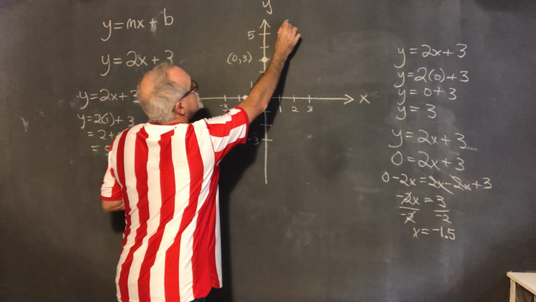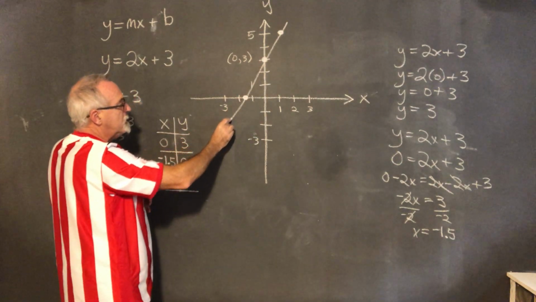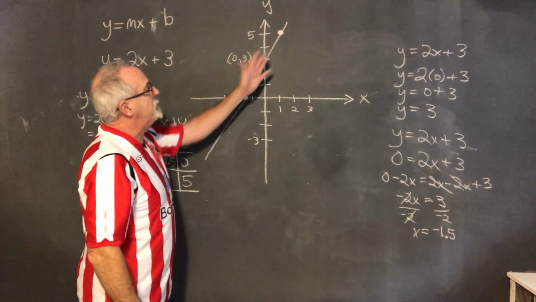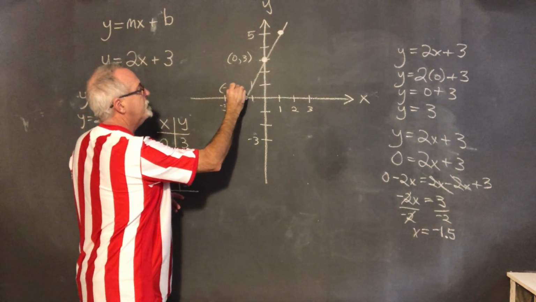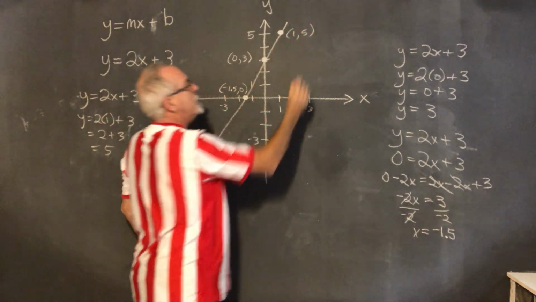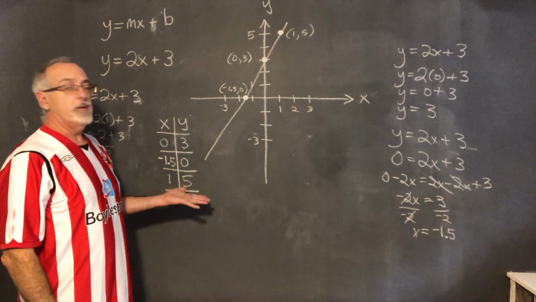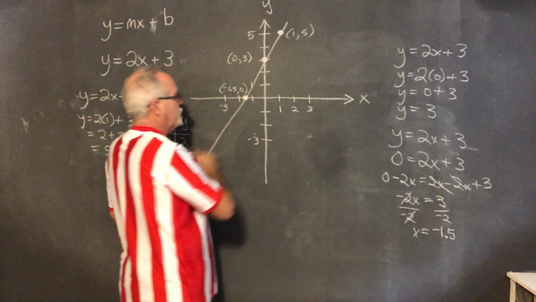And I am not using a ruler, I confess it. I encourage students to use rulers when they do this though. I'm drawing a straight line through the 3 points. I'll finish labeling them. This one is negative 1.5, 0 and this one is 1, 5. I have graphed a straight line. And how do I draw the line? I draw the line right to the end of the graph.